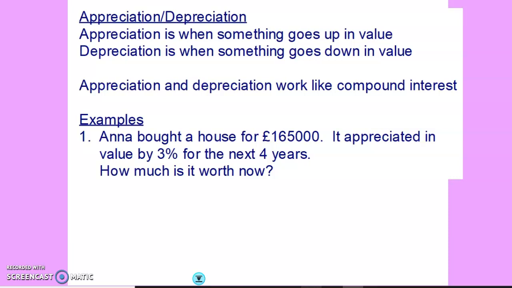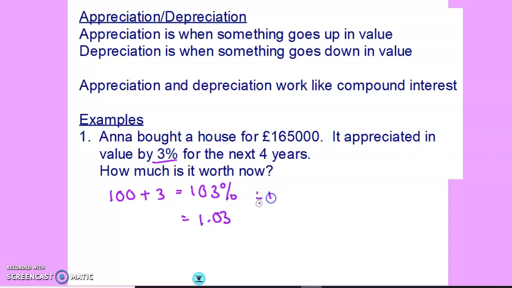So we'll look at the first example as an appreciation one with some property appreciating. So the first one then, Anna bought a house for £165,000. It's appreciated in value by 3% for the next 4 years. How much is it worth now? So we're going to do this the exact same way as we've done our compound interest examples. It's going up by 3%, it's increasing, so let's add that on to 100. So we get 103%, which as a decimal would be 1.03.